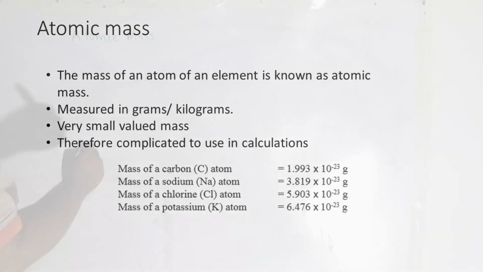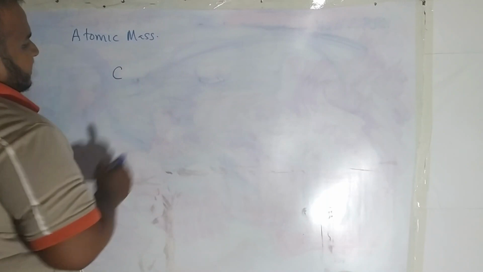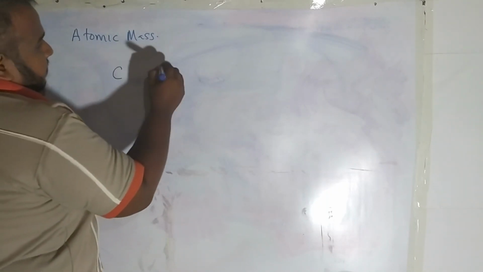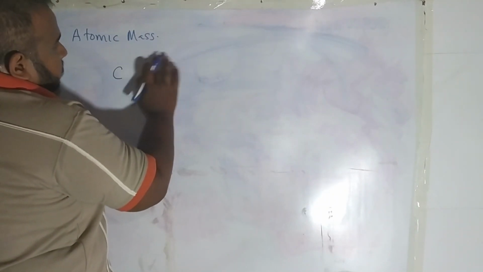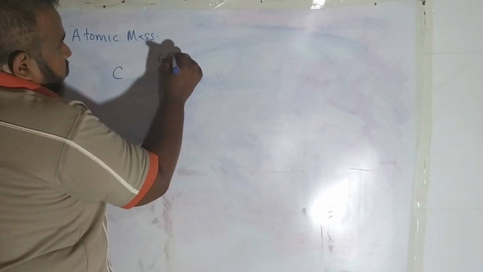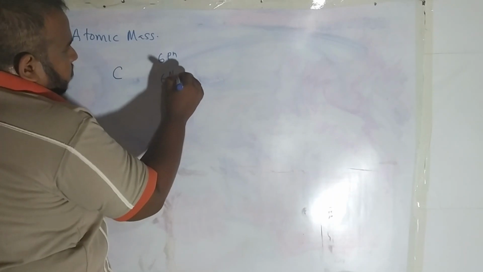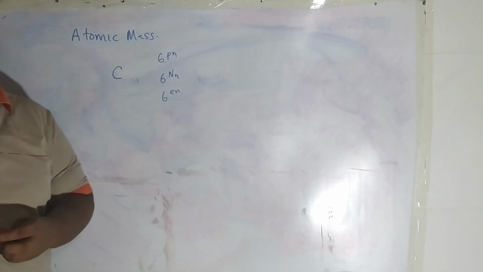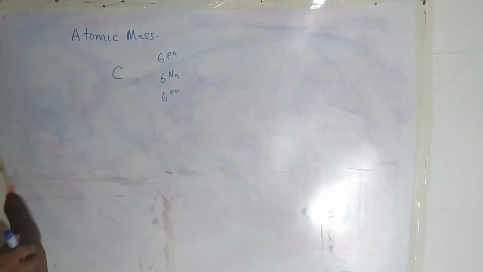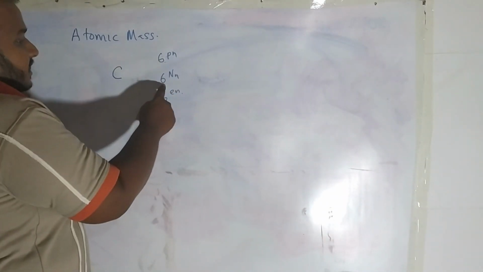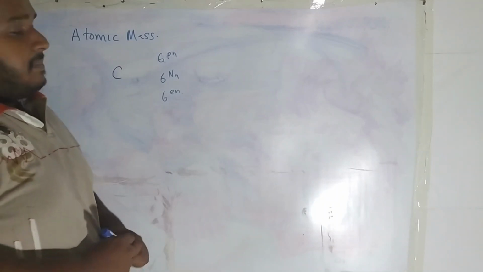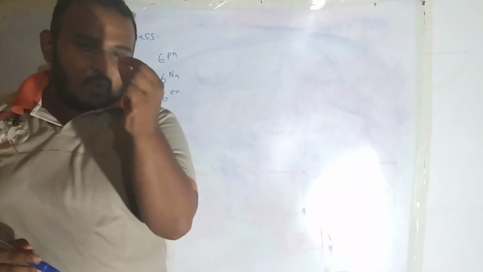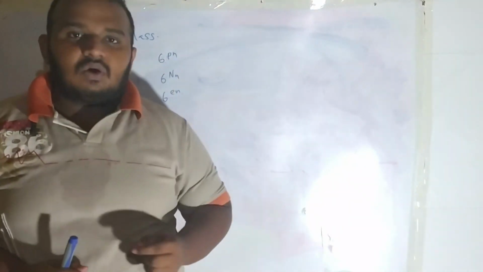For example, we know that carbon is an element. Carbon has 6 protons, 6 neutrons and 6 electrons. This is the typical format of carbon. Carbon has an isotope as well. But we know that this is a very tiny particle. If you consider one carbon atom, it is very small.